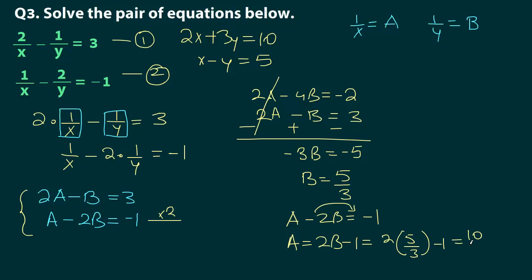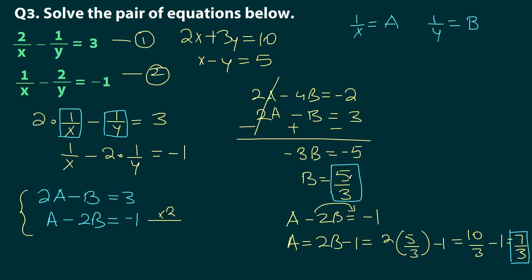This will be 10 by 3 minus 1, or in other words, this will be simply 7 by 3. So we have found out the value of a and the value of b. This is the value of b and this is the value of a. Now, quickly recall, we are not trying to solve for a and b because we created a and b. We need to solve for x and y.